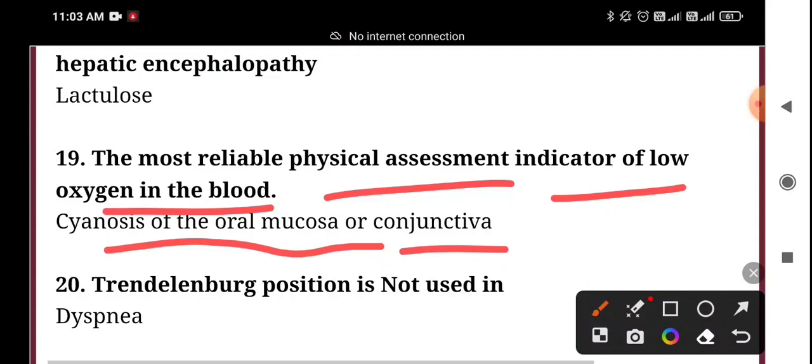So, coming to the last question. Trendelenburg position is not used in. They are asking the contraindication of the Trendelenburg position. It's dyspnea. So dyspnea is the condition where Trendelenburg position is not used.